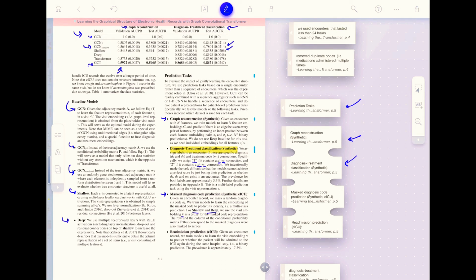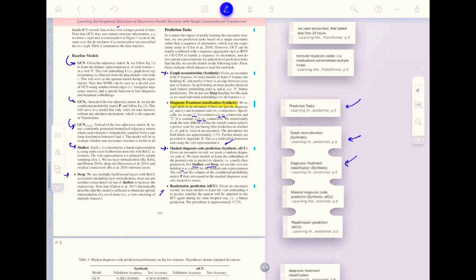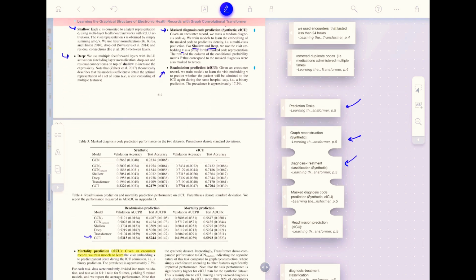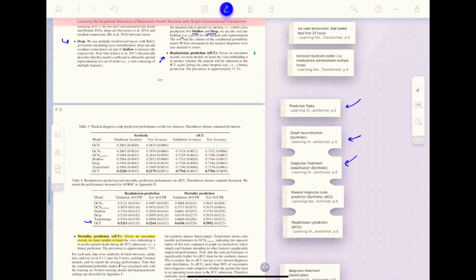The other tasks are masked diagnosis code prediction. This is similar to what they do in BERT training. They randomly mask one of the diagnosis codes, and then they try to guess what it was, predict what it was. Readmission prediction is the chance of readmission after this admission. Going over the eICU dataset, which is a publicly available EHR dataset with over 200,000 patients, the tasks would be a binary classification, and the mortality prediction the same way.